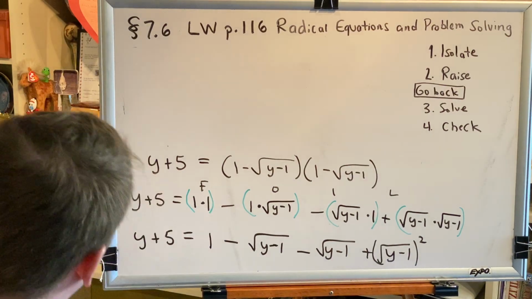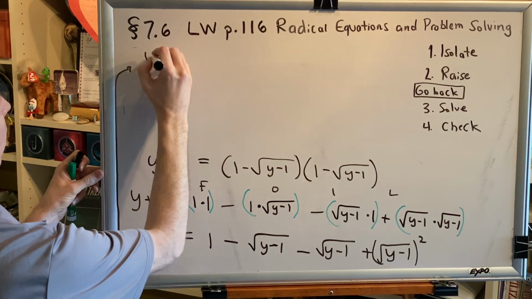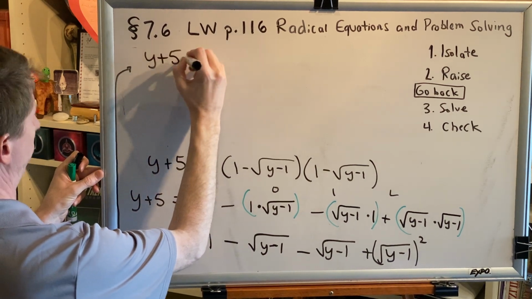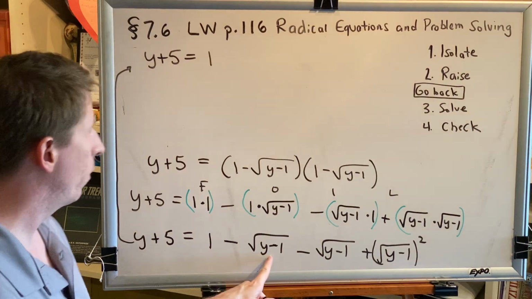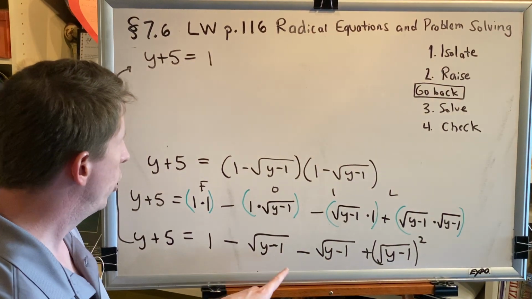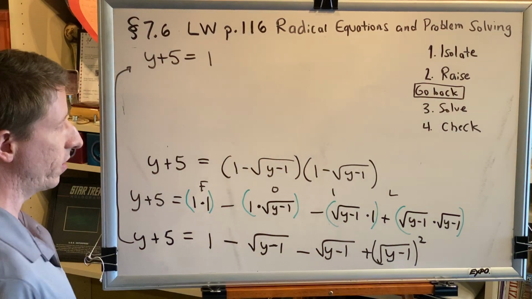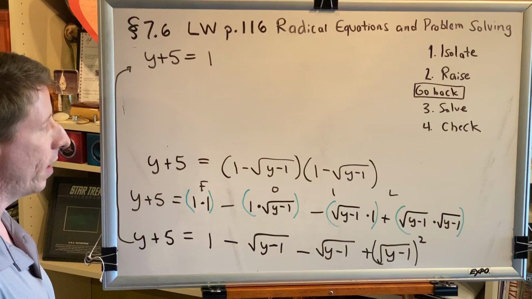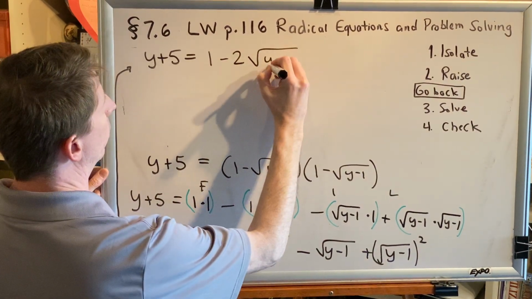Okay, let's continue solving. We're going to bring our work to the top of the page here. So we have y plus 5 equals 1. Now the first thing we want to do to create a simplifying process is right here. And we have to be very careful. So when you have minus radical, and the radicals are exactly the same, then the result will be minus 2 of that radical.